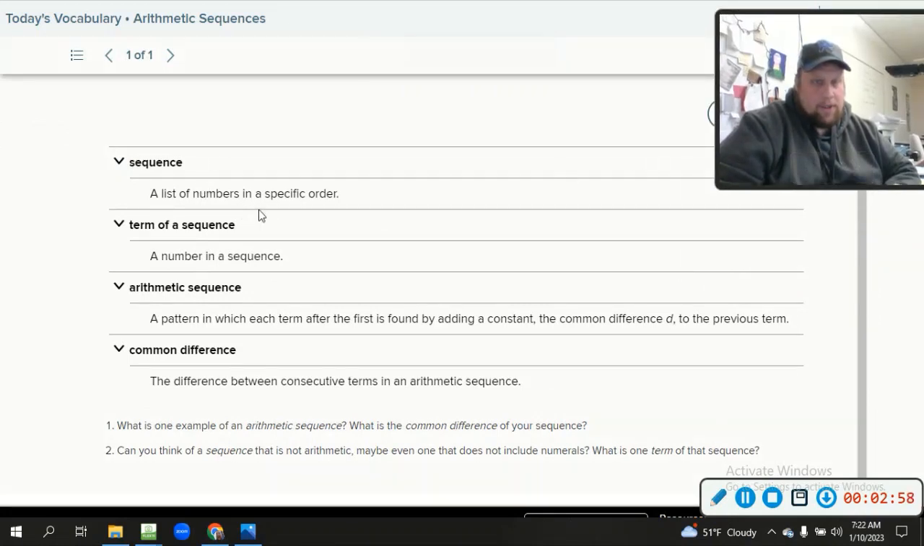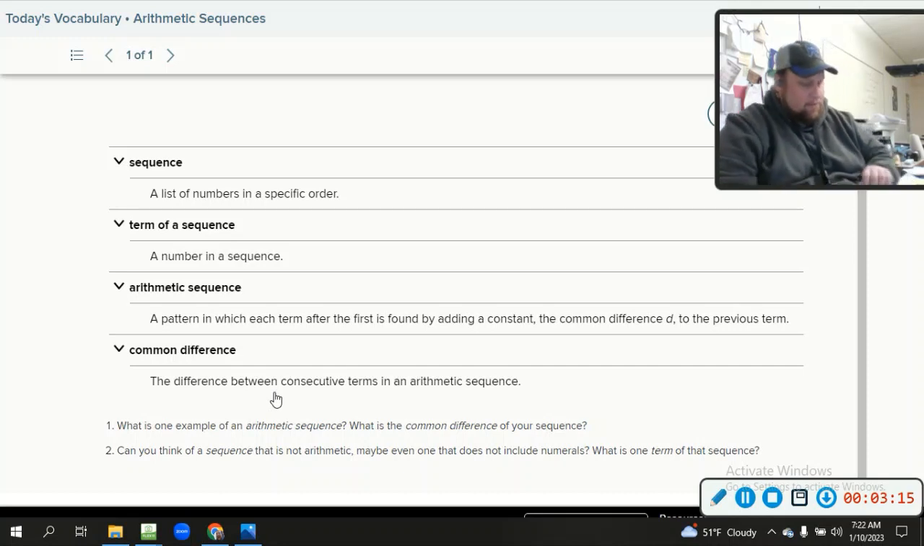Sequence, a list of numbers in a specific order. Term of a sequence, a number in a sequence. It's one of the terms, right? Arithmetic sequence is a pattern in which each term after the first is found by adding a constant, the common difference d, to the previous term. And the common difference is the difference between consecutive terms in an arithmetic sequence. Pause this, write it down, because we're going to get rolling right away.